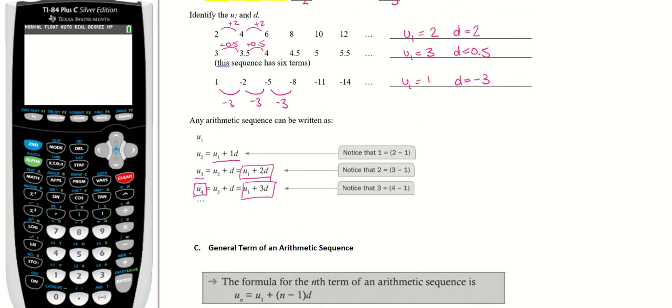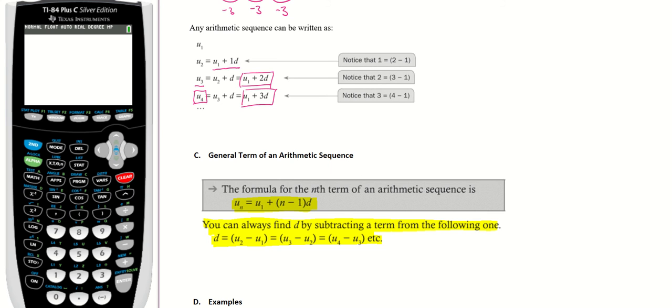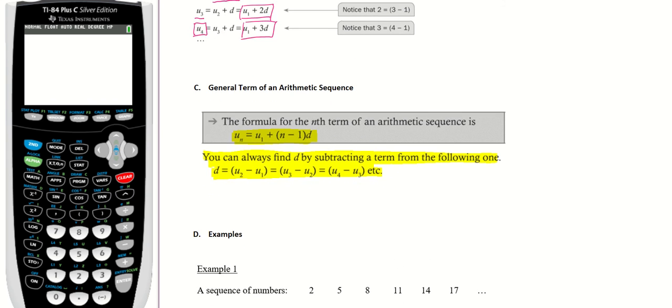If we translate that into a formula, this is what you get. The general term of an arithmetic sequence can be represented by this formula. And if the common difference ever isn't apparent to you just by looking at the sequence, you can always find the common difference by subtracting one term from the one that follows it. So you're going to subtract U1 from the next one, which is U2. And the common difference is always the same because it's an arithmetic sequence. So it doesn't matter whether it's U2 minus U1 or U3 minus U2, you'll always get the same answer. I think the key thing now is to actually start working through some examples.